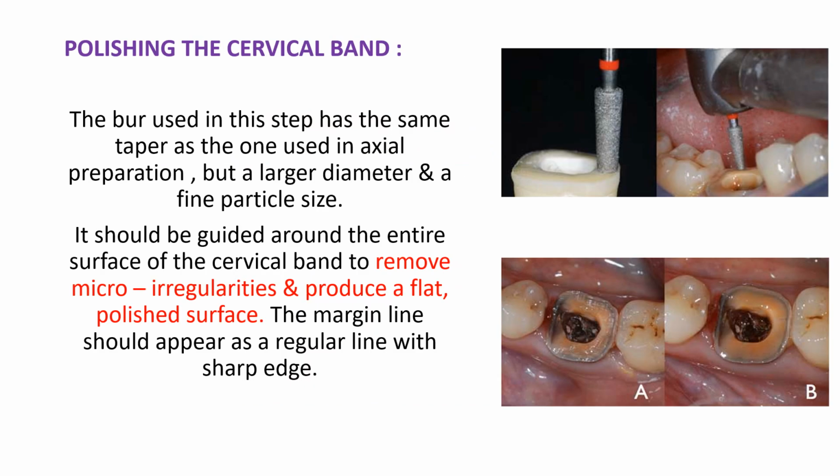Polishing the cervical band. The burr used in this step has the same taper as the one used in axial preparation, but a larger diameter and a fine particle size. It should be guided around the entire surface of the cervical band, to remove irregularities and produce a flat, polished surface. The margin line should appear as a regular line with sharp edge.